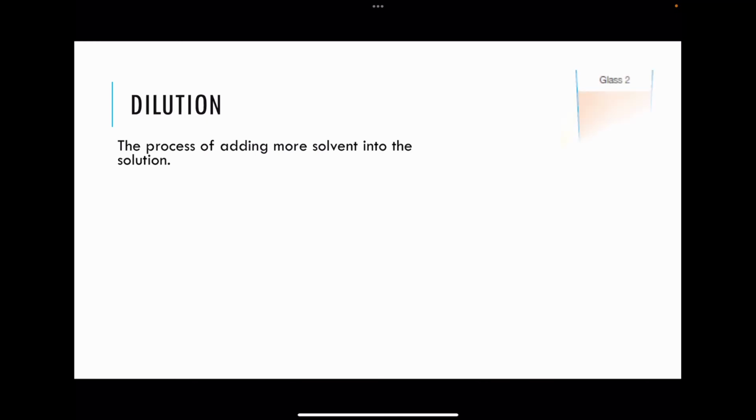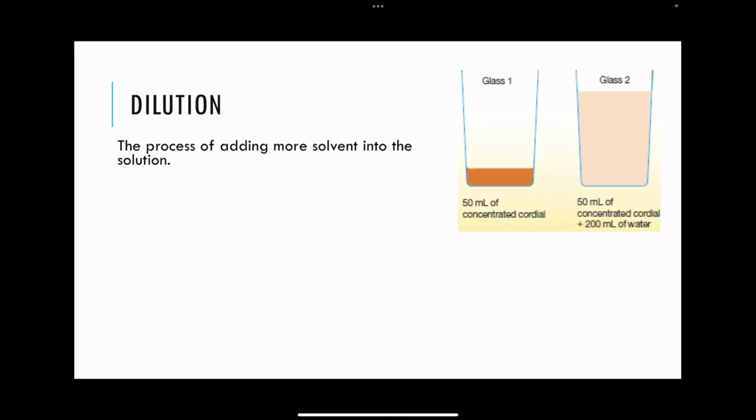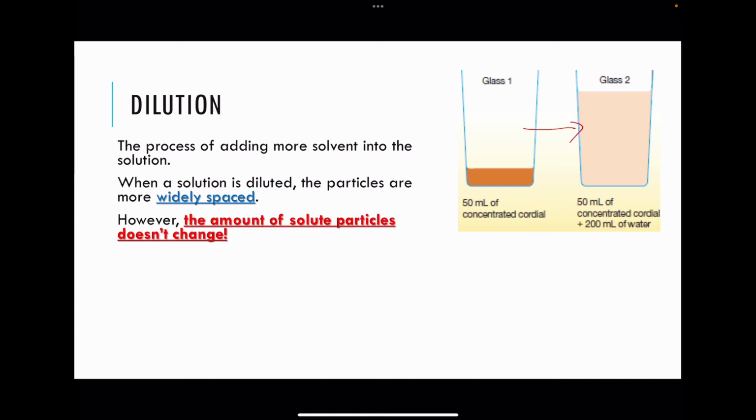Dilution calculation. Now, the process of adding more solvent into the solution is called dilution. So when a solution is diluted, the solute particles are more widely spaced from here to here. Now, however, the amount of solute particles won't change. If you think about it, right?